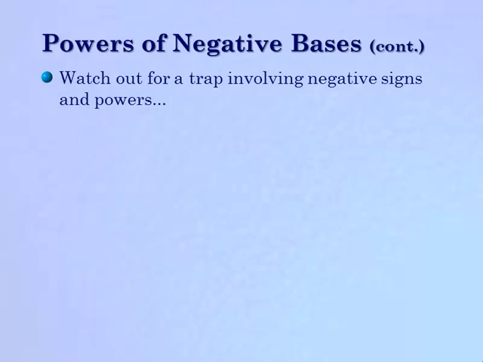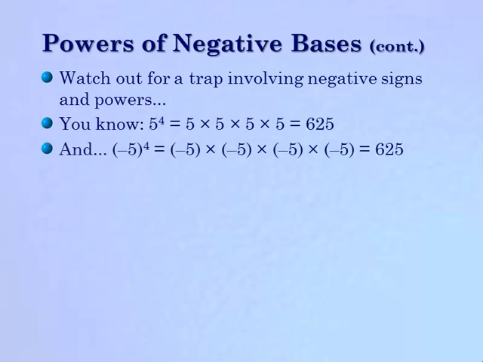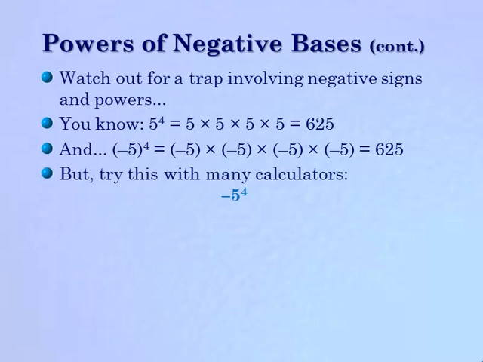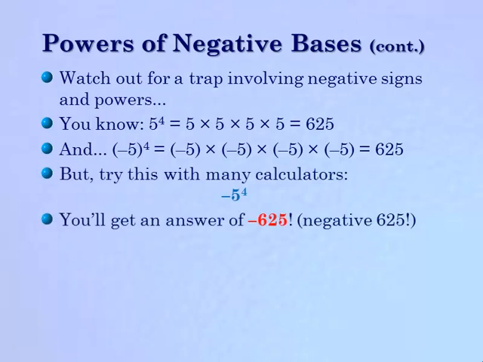Now there's a trap that you'll have to watch out for when you're using your calculator. You know that 5 to the 4th is going to be positive 625, right? And negative 5 to the 4th will also be 625, positive 625. But try this with most calculators, negative 5 to the 4th power, and you'll get the answer of negative 625.